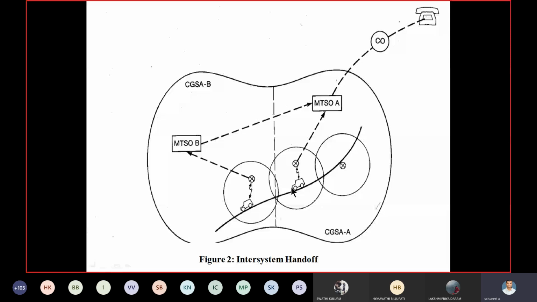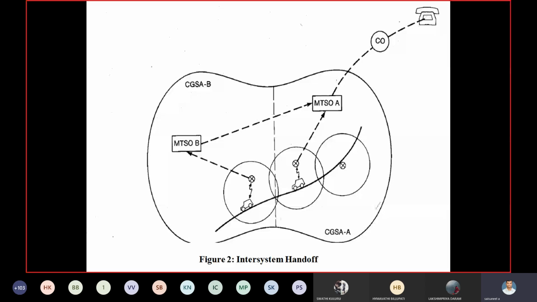Otherwise, the reverse. Whenever the mobile unit moves between two systems, it sends a request signal to the base station, MTSO B, and MTSO A, which terminate the previous channel and allocate a new channel. This is the concept of inter-system handoff. That is, the handoff takes place between two systems. Right, this is inter-system handoff.